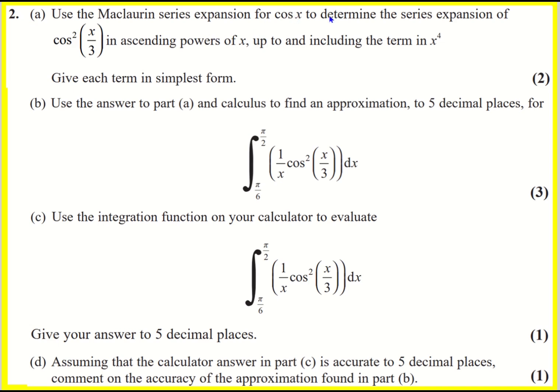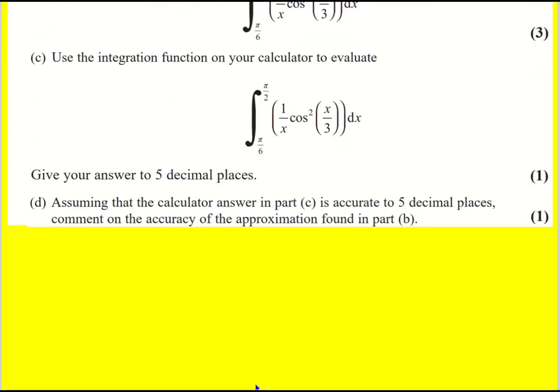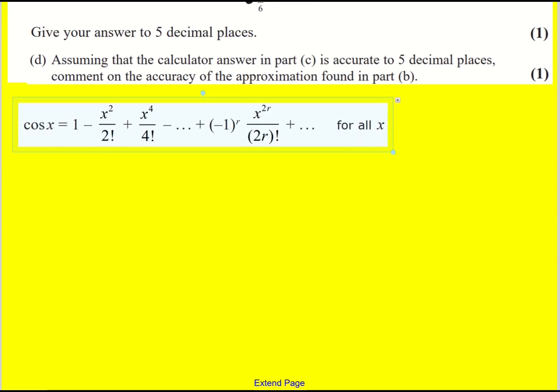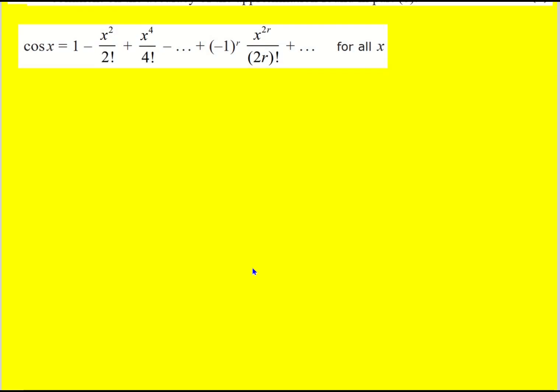Use the Maclaurin series expansion for cos x to determine the series expansion of cos squared x over 3 in ascending powers of x up to and including x to the 4. Well, we can state the Maclaurin series for cos x. Don't need to prove that. We've got to get that cos squared x over 3. So we can actually truncate all of this and just go up to x to the 4.